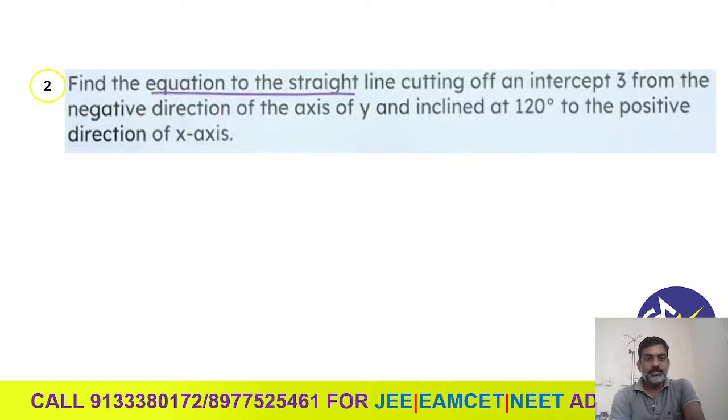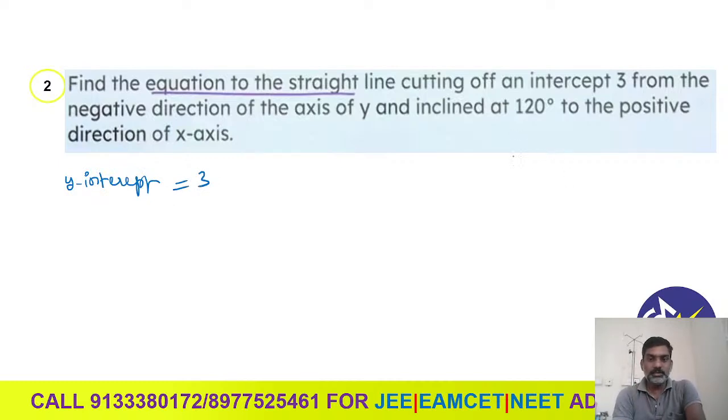Find the equation to the straight line cutting off an intercept 3 from the negative direction of the axis of y and inclined at 120 degrees to the positive direction of x-axis. So here, find the equation to the straight line cutting off an intercept 3 from the negative direction of the axis of y. Means y-intercept is given. Y-intercept is equal to 3 units.